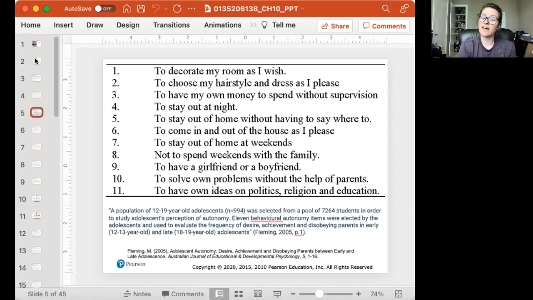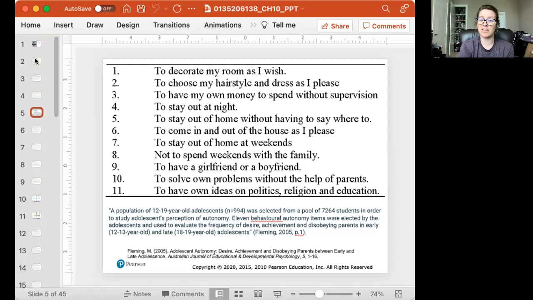To choose my hairstyle and dress as I please. Two major ways to express yourself: your hair and how you dress. Right? If a kid is living in a home where they can't even pick their haircut and their mom picks it every time, or their dad picks it every time, that's got some implications potentially for self-esteem, anger, resentment, family dynamic issues, all kinds of things.